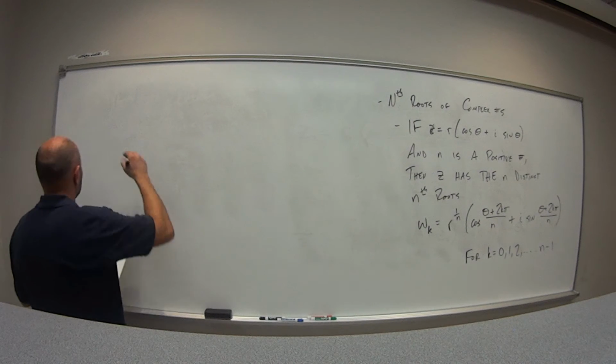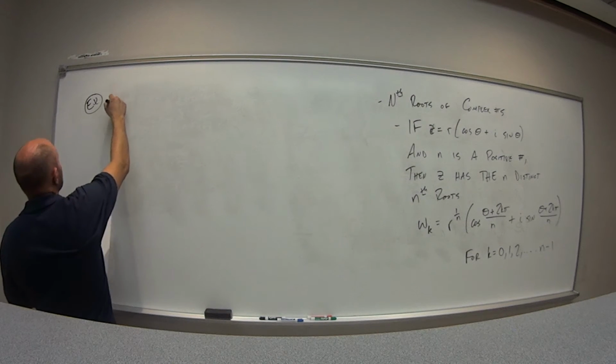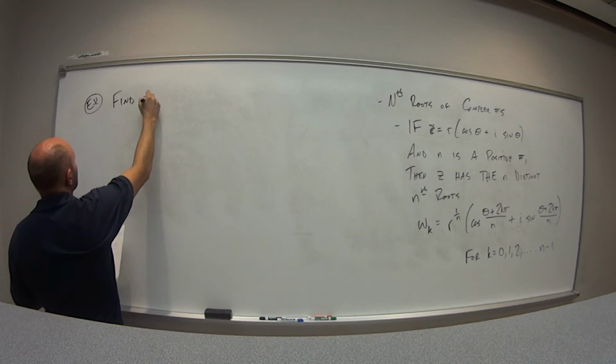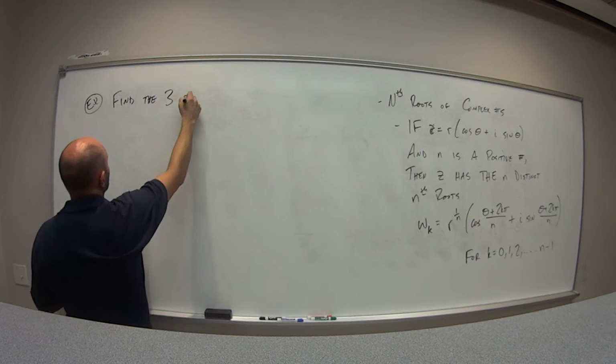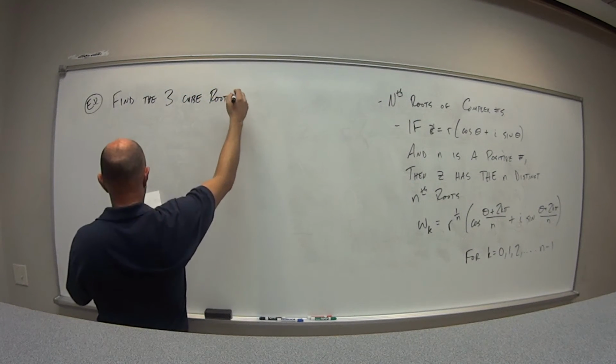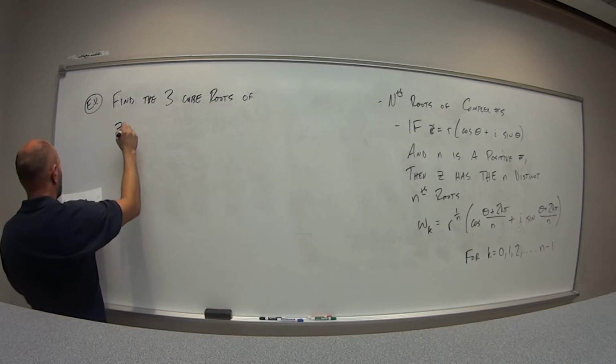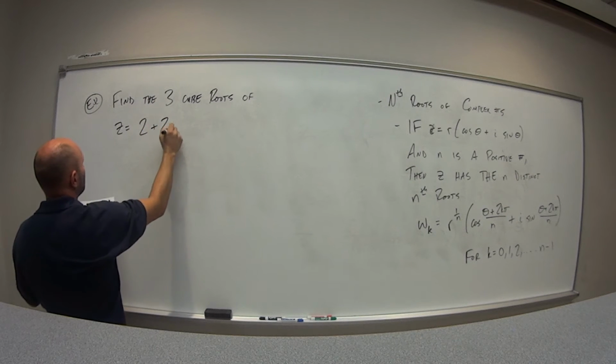So let's look at an example. Find the 3 cube roots of the following. z is equal to 2 plus 2i.